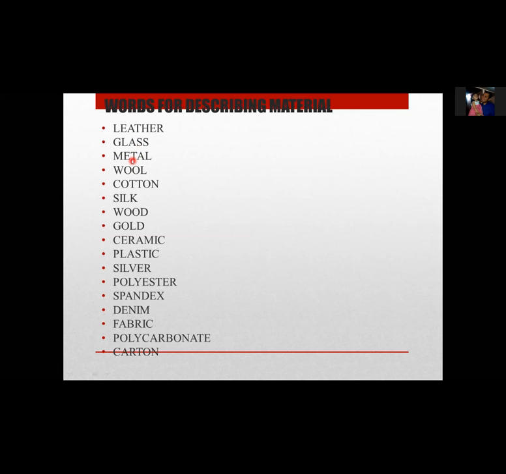Metal. Yeah, metal is similar to Spanish, all right? What about wool? Lana. Very good. What about this one? Cotton. Algodón. Yeah, but not the group, all right? Not the eso, no.